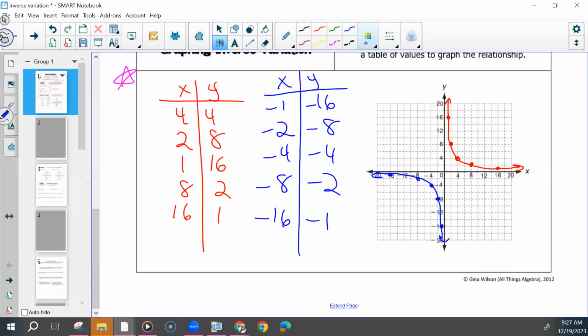And this is the shape that an inverse makes. It's called a hyperbola. When you go on to algebra 2, algebra 3, pre-calc, you'll do more with hyperbolas. We're not going to do much more, except you need to know what the inverse variation looks like. When you see this, you have to recognize that's an inverse variation.